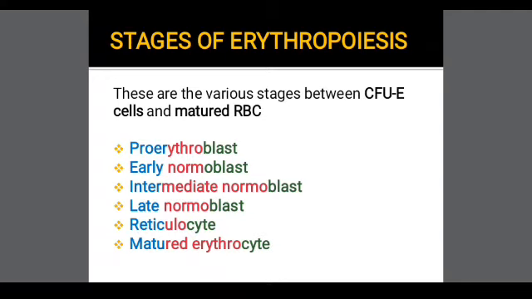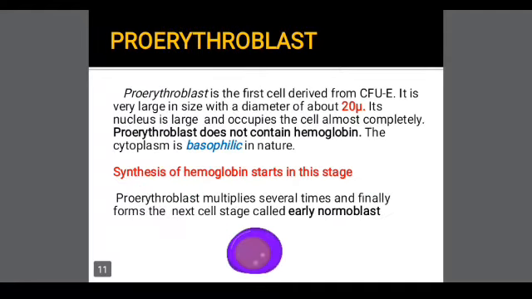There are various stages between colony forming unit erythrocyte cells and matured red blood cells. Number 1 is proerythroblast. Number 2 is early normoblast. Number 3 is intermediate normoblast. Number 4 is late normoblast. Number 5 is reticulocyte, and number 6, which is the final stage, is matured erythrocyte.